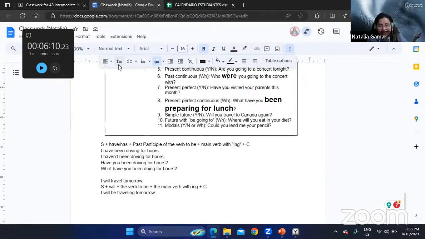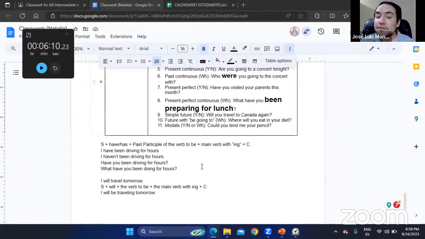Could you repeat the last part about the use of the present continuous, the conjugate of the verb to be?